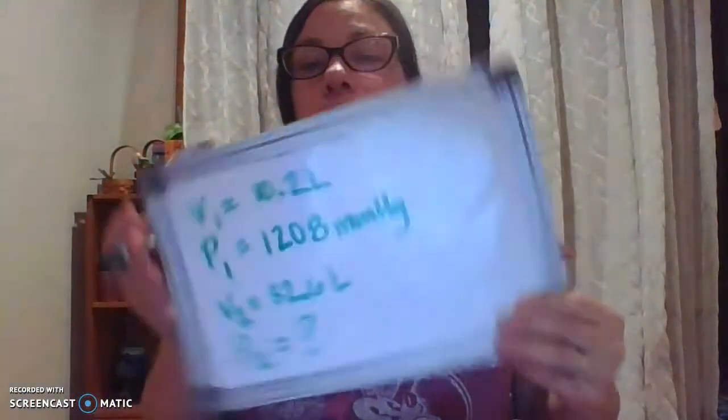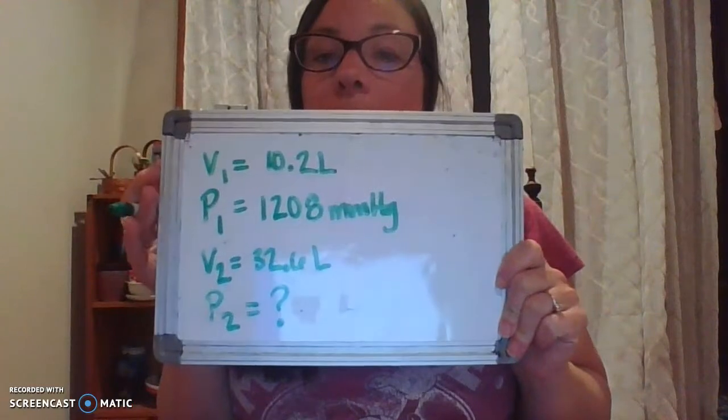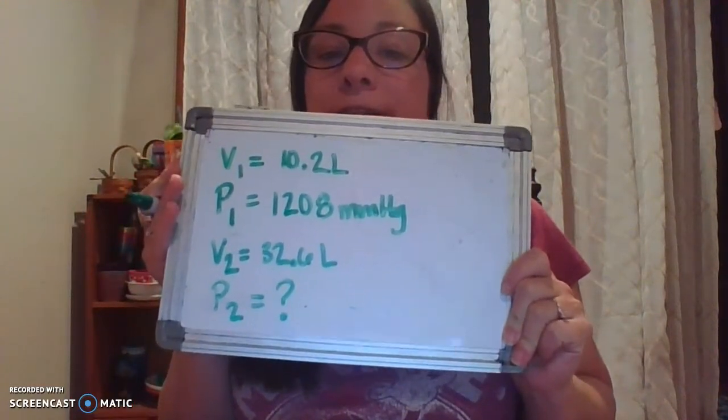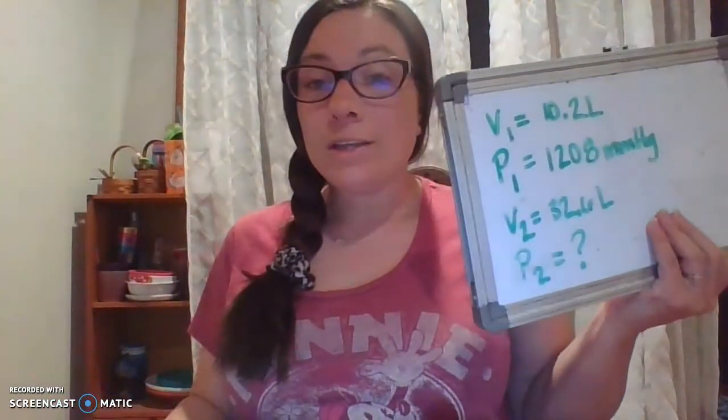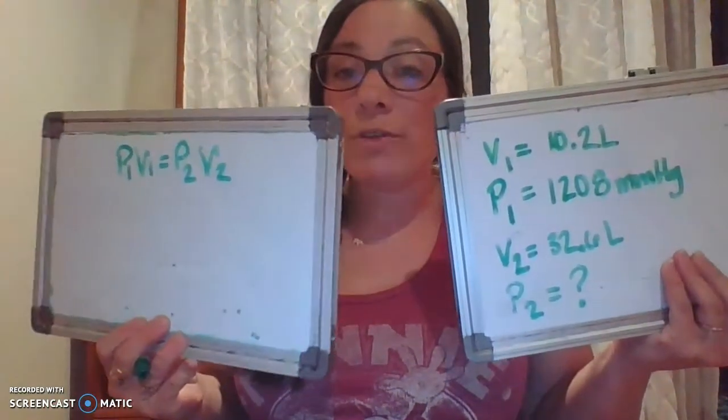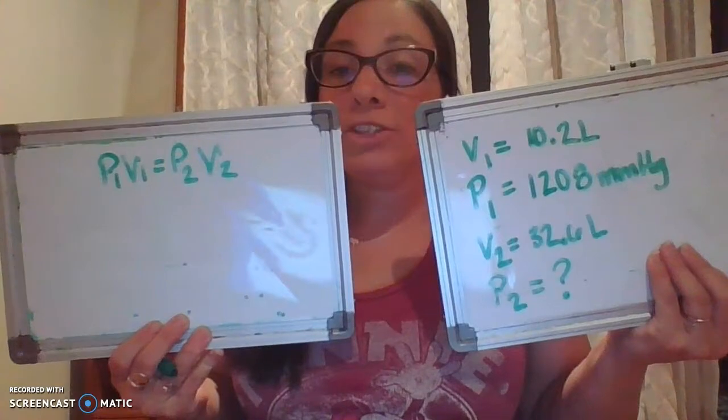So I want to find pressure. This is what I know: I know volume and pressure 1, I know volume 2, and I want to find pressure 2. Because I'm given just volumes and pressures, that tells me that I'm going to be using Boyle's law, and the relationship P1V1 equals P2V2. Then I'm just going to plug in what I know into the equation and solve for the one that's missing. P2 is missing, so that's what I'm going to solve for.